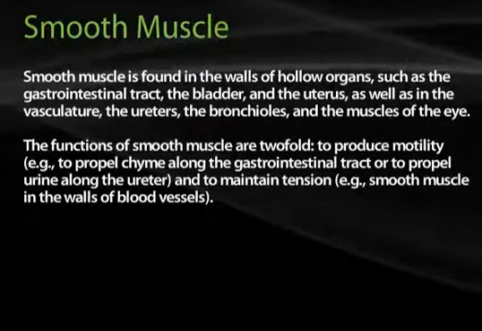Smooth muscle is found in the walls of hollow organs, such as the GI tract, the bladder, the uterus, as well as in the vasculature, the ureters, the bronchioles, and the muscles of the eye. The functions of smooth muscle are twofold: to produce motility, for example, to propel chyme along the GI tract, or to propel urine along the ureter, and to maintain tension, for example, smooth muscle in the walls of blood vessels.